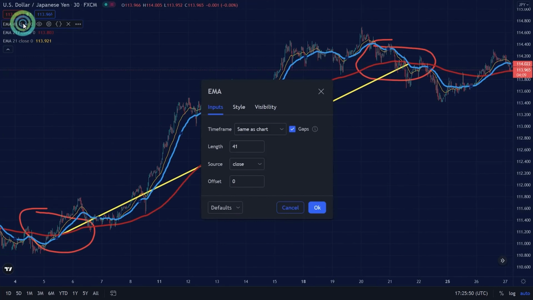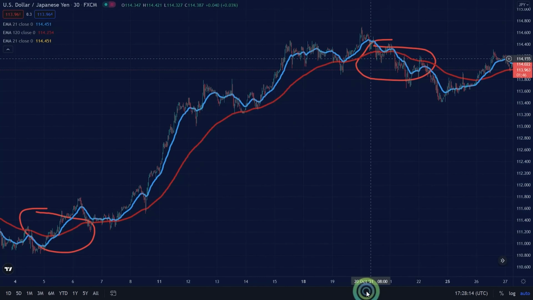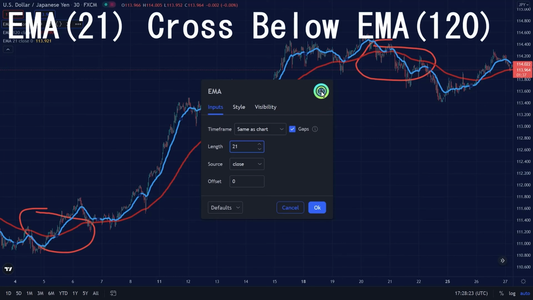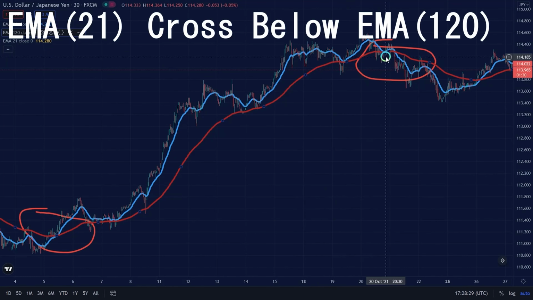Now let's see the exit strategy. I will remove this because I don't need it and you don't need it either. We will need a 21 period EMA and we will need a 120 period EMA, and then we'll just go here and let's take a look at it, because we close the trade. We have a three-way system.